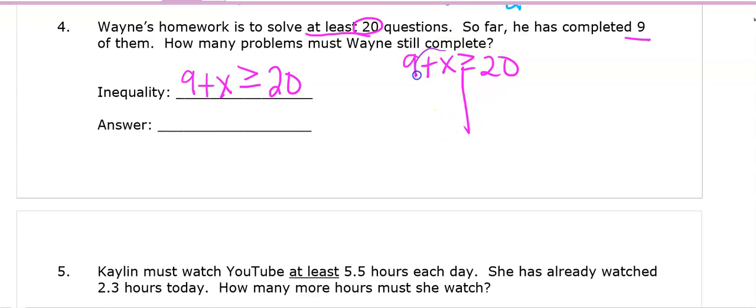So then if I want to get the x by itself, what do I need to get rid of? What's by it? That positive 9. How do I get rid of a positive 9? With a negative 9. So x is going to be greater than or equal to 11. So that means he needs to complete 11 or more problems, right?